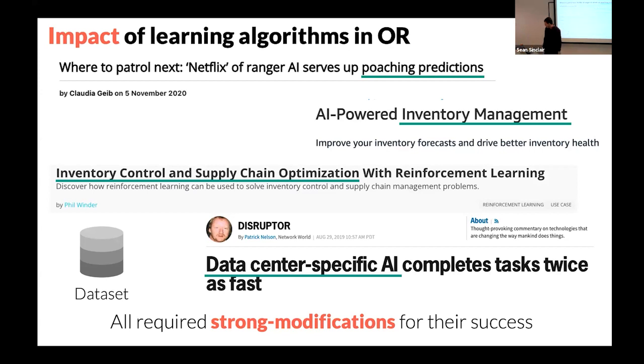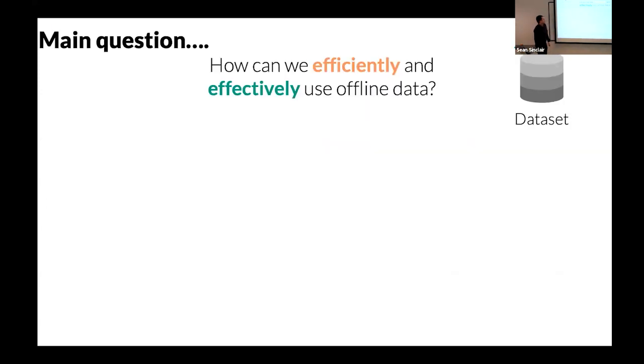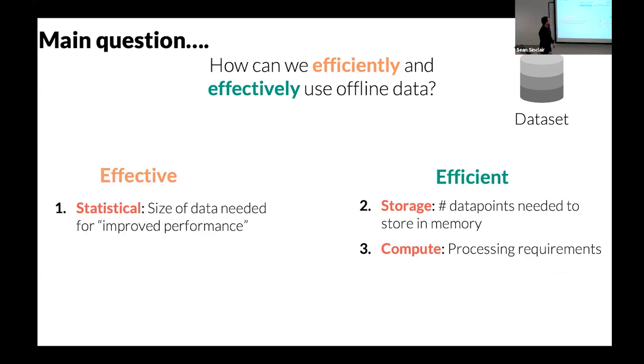Okay. So the main question that we're going to talk about today is how can we efficiently and effectively use the data that you have available? Microsoft has servers upon servers of historical data that they can use. And the question is, how can we use that data in order to optimize the system better? We're going to look at it from two different perspectives. One will be a statistical question: what is the size of data that you need for improved performance? Obviously, if you have more data, your performance should improve. What is the rate? So we'll talk about statistical rates.